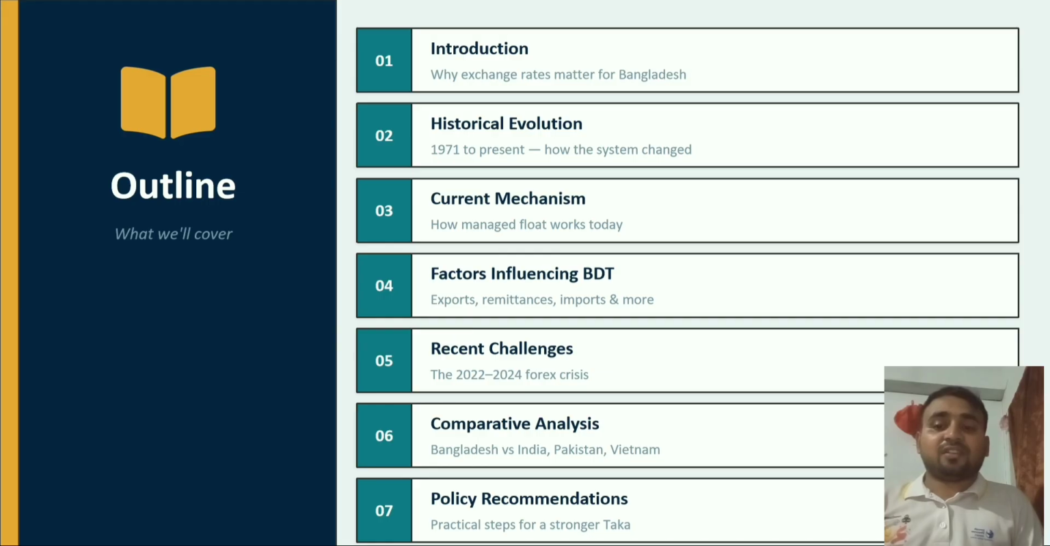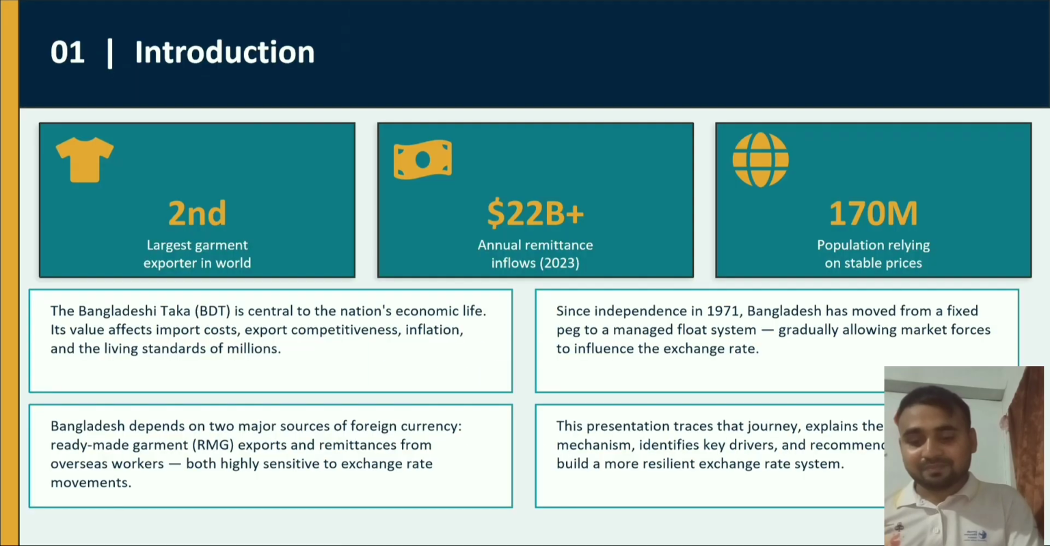Fifth, the recent challenges and the 2022 to 2024 forex crisis. Sixth, a comparative analysis with neighboring countries like India, Pakistan, Vietnam, etc. And finally, some practical policy recommendations. So let's start with the introduction.